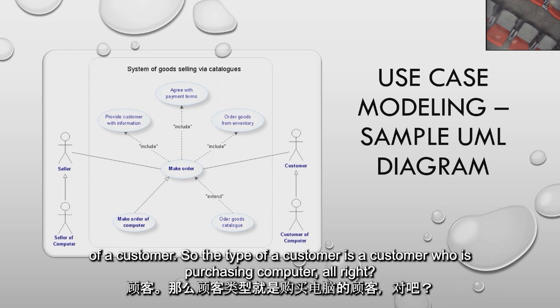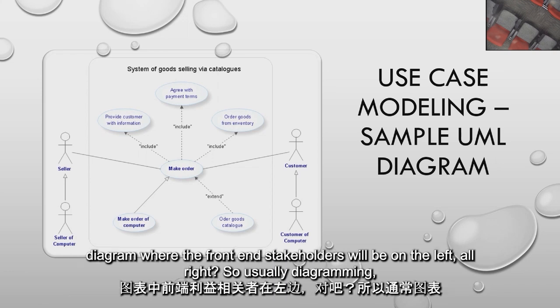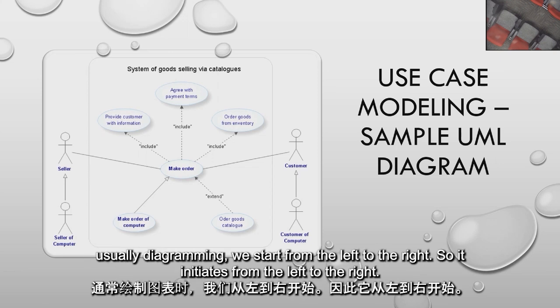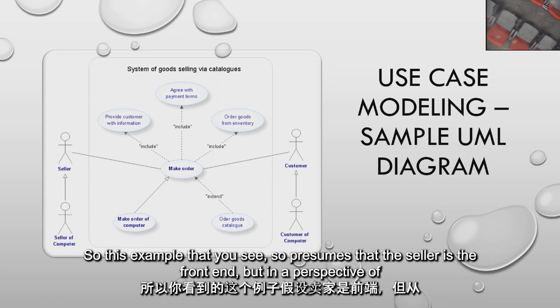So the type of a customer is a customer who is purchasing a computer, all right? So rightfully, this would be front end and this would be back end. So you will see some use case diagrams where the front end stakeholders will be on the left, all right? Usually in diagramming, we start from the left to the right. So it initiates from the left to the right. The example that you see presumes that the seller is the front end.